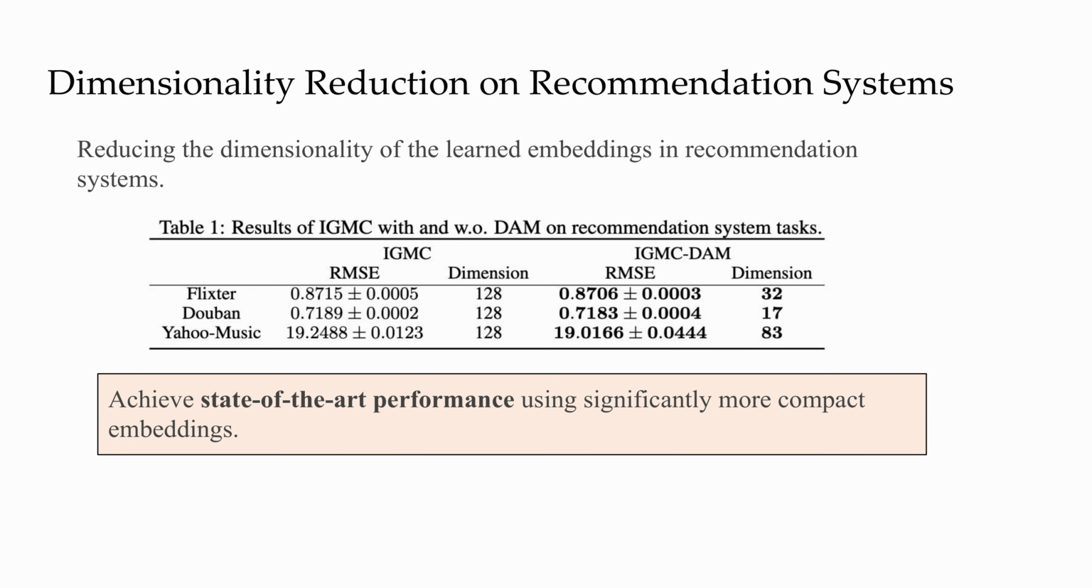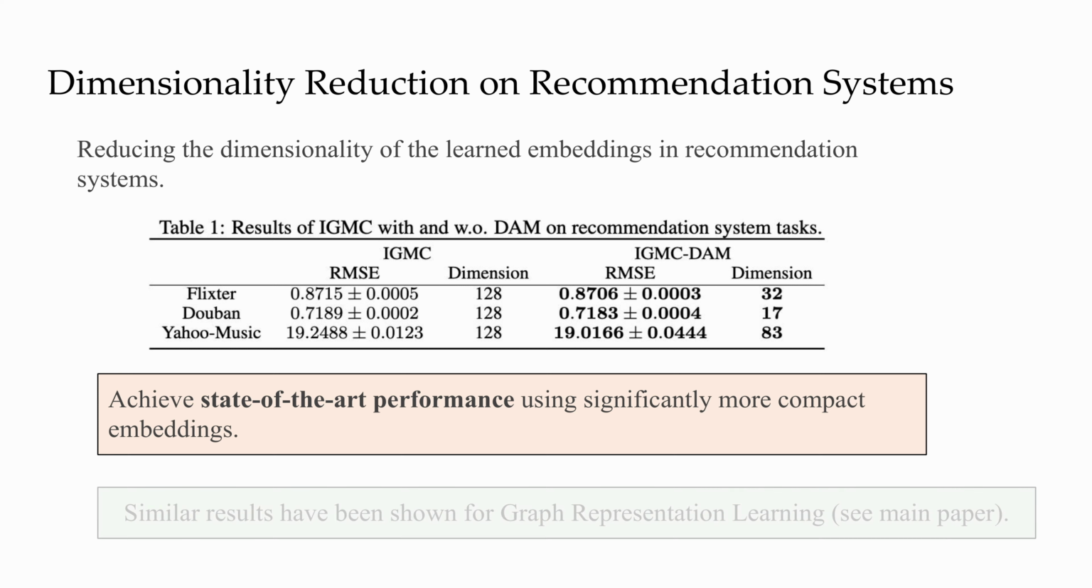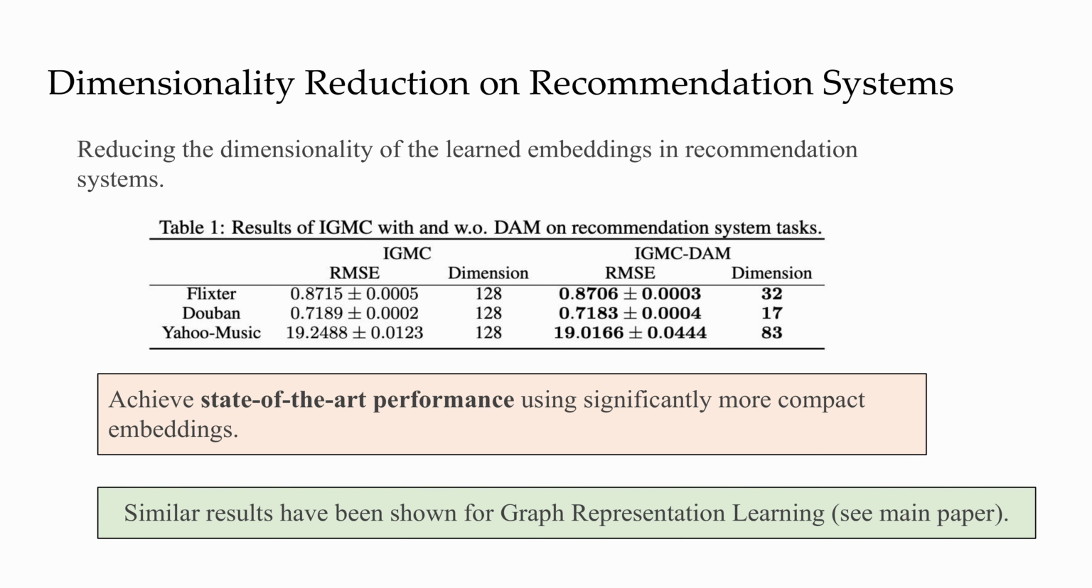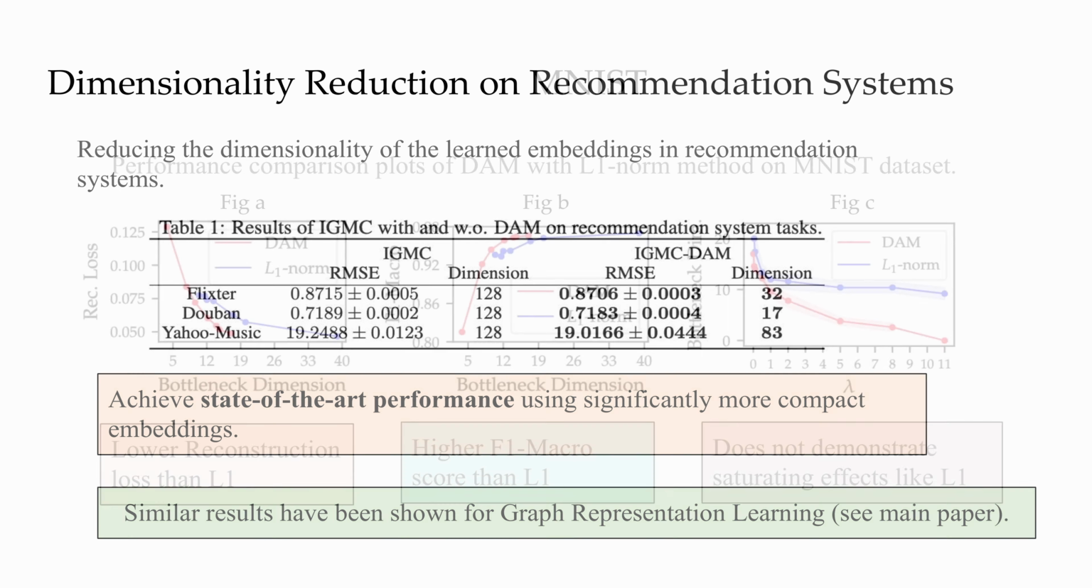We also evaluated DAM on the problem of recommendation systems. Here, we used IGMC, which is a state-of-the-art method for this problem. We applied a DAM layer after the encoder layer of IGMC to reduce its bottleneck dimension. We can see that DAM provides a significant reduction in the bottleneck dimensions, along with slightly lower errors, demonstrating that learning compact representations can even boost generalization performance. We have obtained similar results on graph representation learning problems. See our paper for more details.